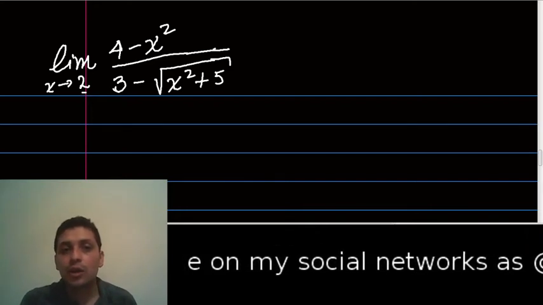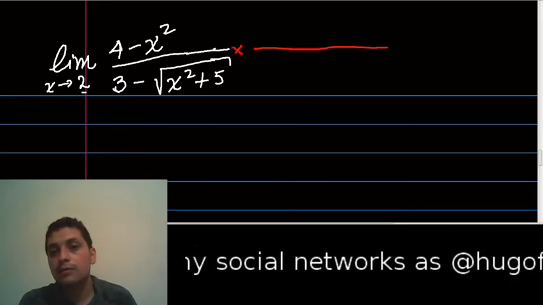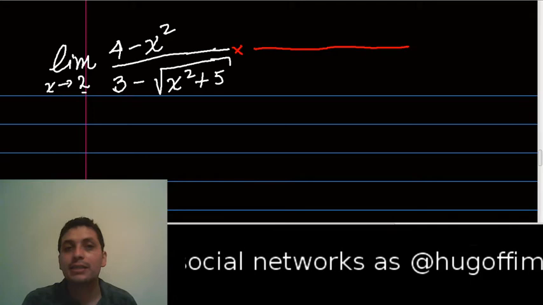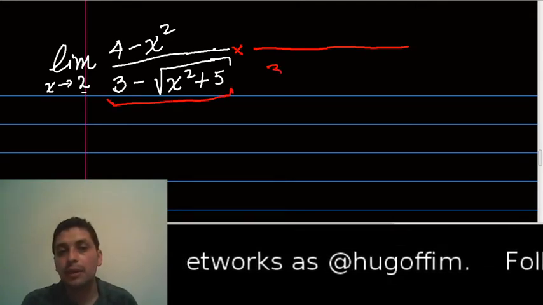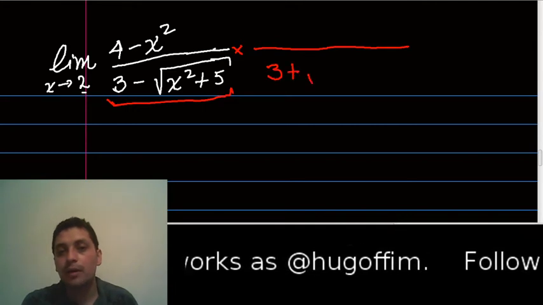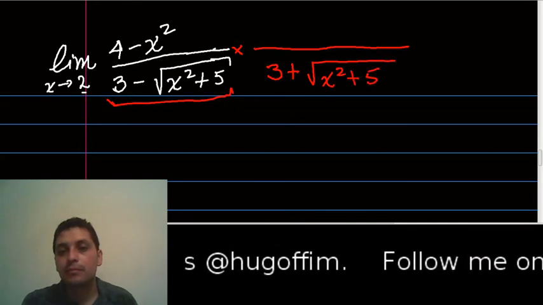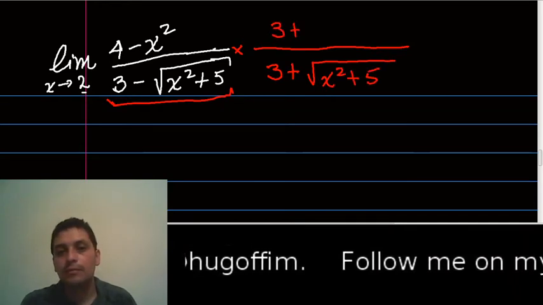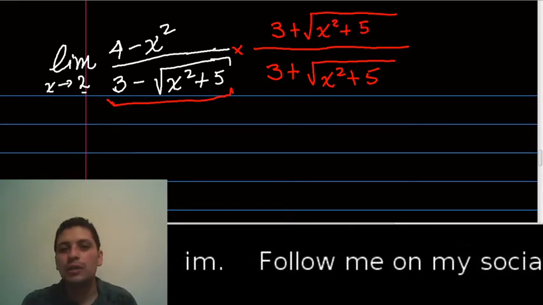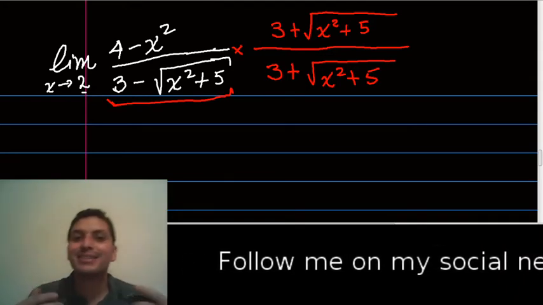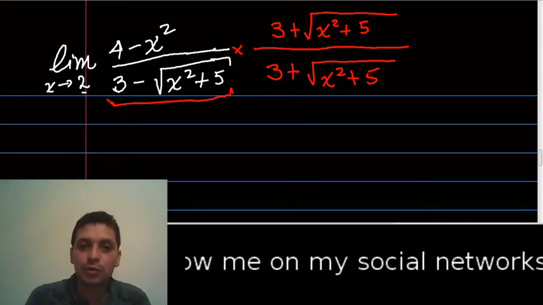So when you have a root, what we're going to do is to multiply and divide by the conjugate of the function that has the root. So in this case this is going to be the function that has the root, so we're going to multiply by the conjugate. This is something that we usually do in math, multiplying and dividing by the same term, that would be 1, in order to simplify the expression. So this is what we're doing here.